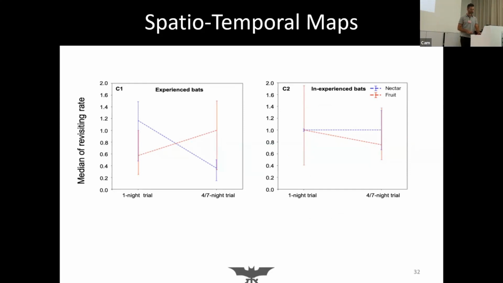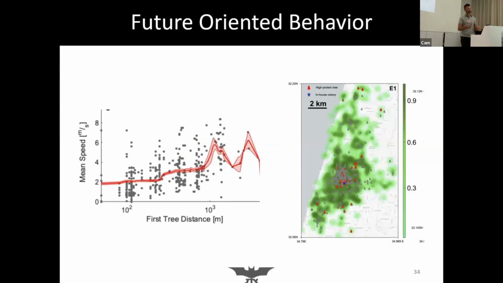We also looked at whether they plan or exhibit any form of future-oriented behavior, and we think they do. What I plotted here is their speed when they leave the cave, as a function of the tree that they're heading to. On those nights when they're not exploring, when they're flying to a specific tree in a direct flight, we check whether there is any correlation between the speed at the moment when they leave their colony, not the average speed, even though you also see a correlation there, and the distance. And you see that when they're heading towards farther trees, they start flying faster immediately when they take off.